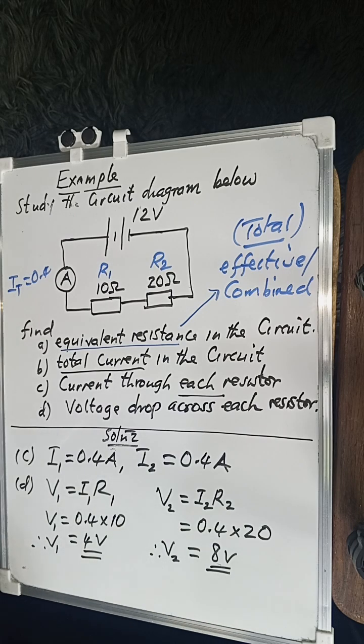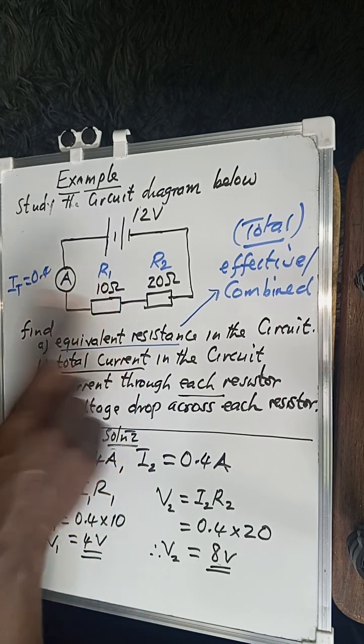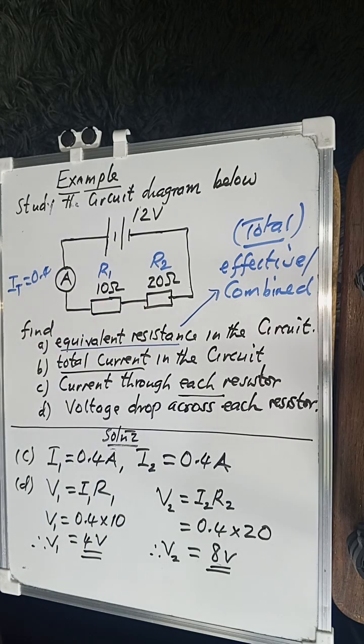All right, thank you so much. In my next video, before I start looking at resistors in parallel, I'll show you what we call the potential divider rule when you have resistors in series. It makes it easy to find the voltage drop across each of those resistors by using the potential divider rule. Thank you so much. See you in my next video.